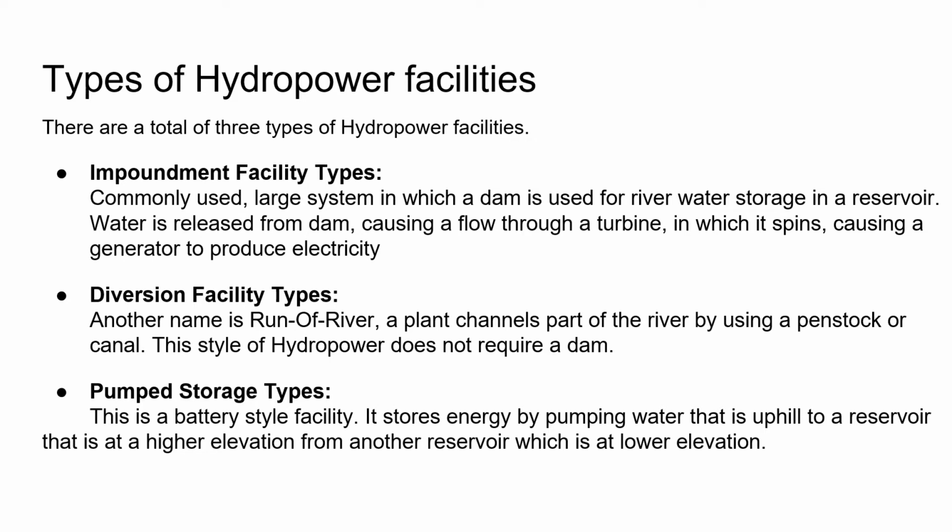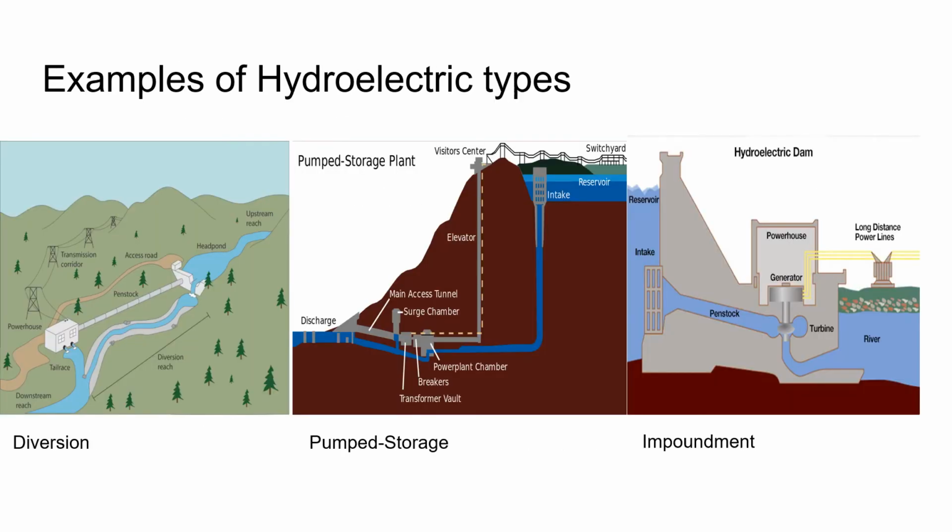The second type is diversion facility. Another name for this is run of water. A plant channels part of the river by using a penstock or a canal, and this type of facility does not require a dam. The last facility is the pump storage type. This acts more like a battery style facility. It stores energy by pumping water uphill to a reservoir at a higher elevation from another reservoir at a lower elevation. Here are pictures of the 3 types, which we will talk about further in later slides.